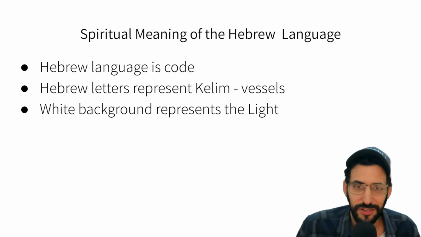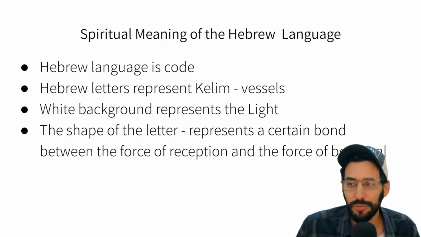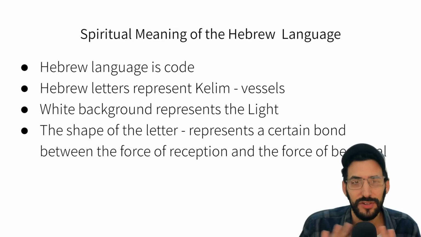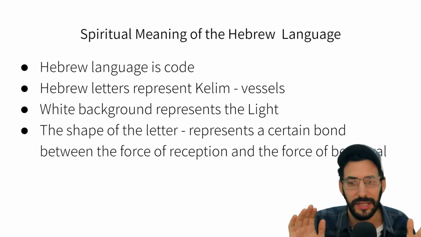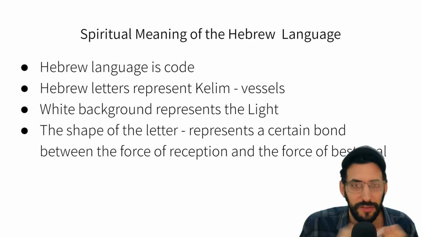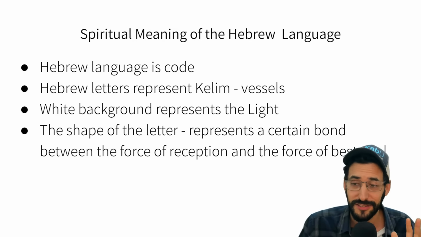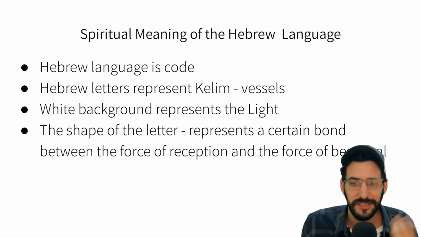So the white background of the letters represents the light, and the shape of the letter represents a certain bond between a force of reception and a force of bestowal. And that is what forms every single letter in the Hebrew language. So it wasn't just made up randomly, whatever makes sense typographically. It was, you could say, discovered. It was discovered by understanding the forces of nature. And we'll see it soon. We'll see how the letter is structured. Every line in every letter has a spiritual meaning.